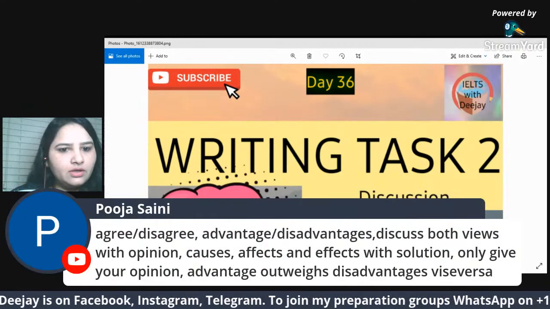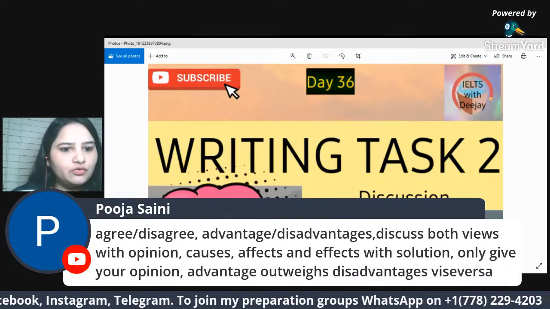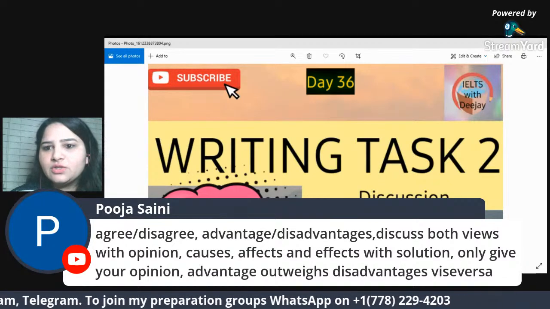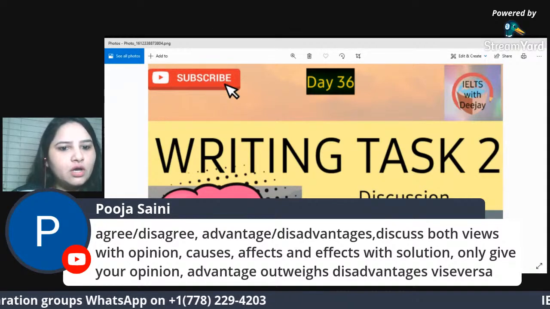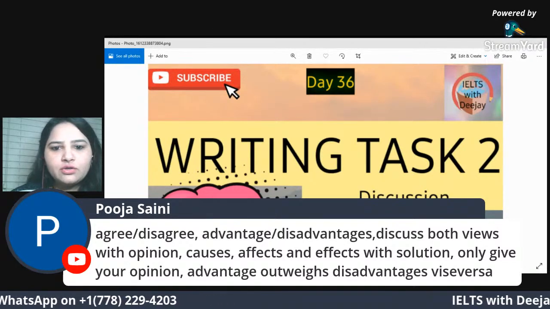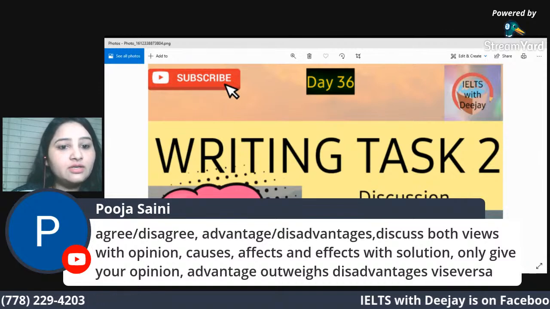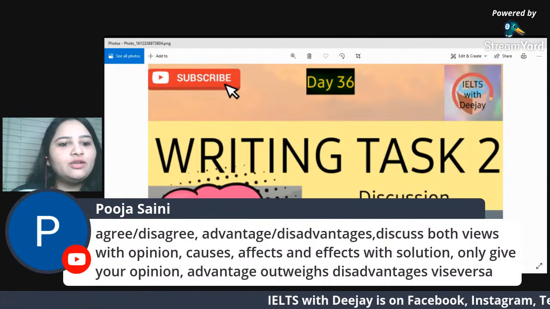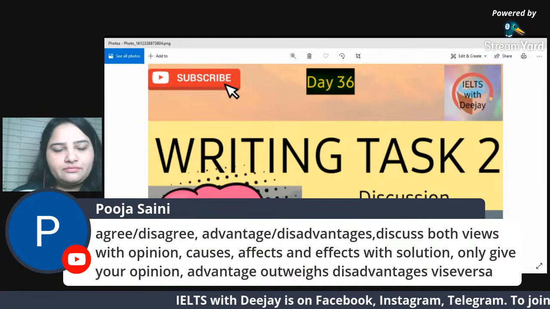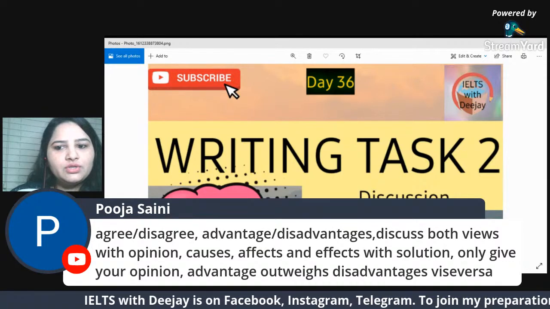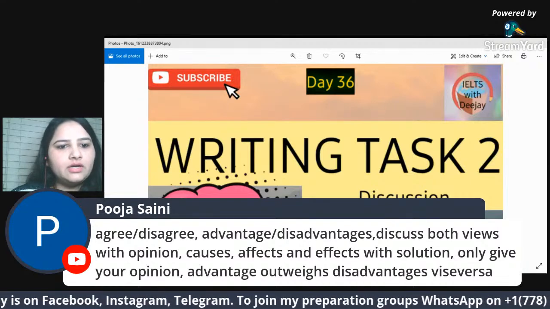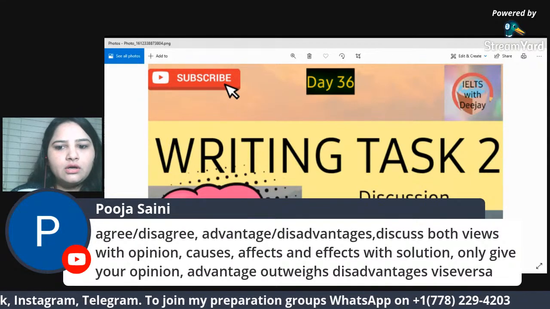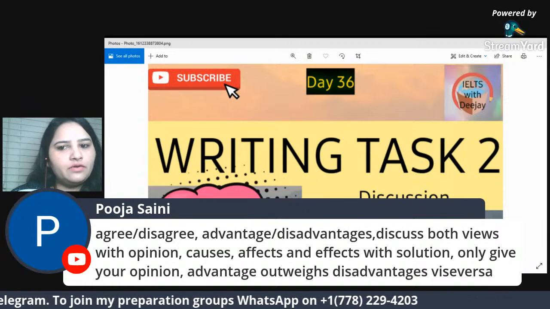Okay, agree disagree, advantages disadvantages, discuss both views. Yes, you missed this one, discuss both views, I guess. Discuss both views. Causes, effects and solution, only give your opinion. Advantages. Yes, very good, Pooja, very good. You have included everything. There can be variations in these types, like to what extent. Yeah, in agree disagree we have variation. Opinion based, positive, negative. Yes.